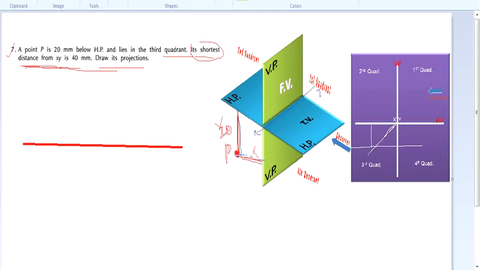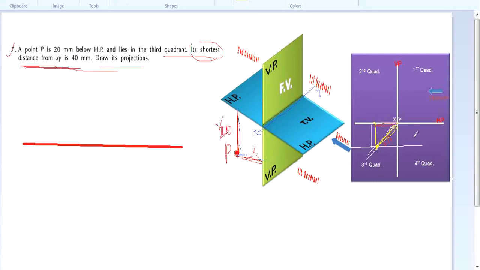From here to here equals how much? 40. So this is the 40 mm, this one is the 40 mm. After that, draw one vertical line. So this is the point P position. The 40 mm means its shorter distance from XY. Please take it like this. Next, from here to here, how much distance?